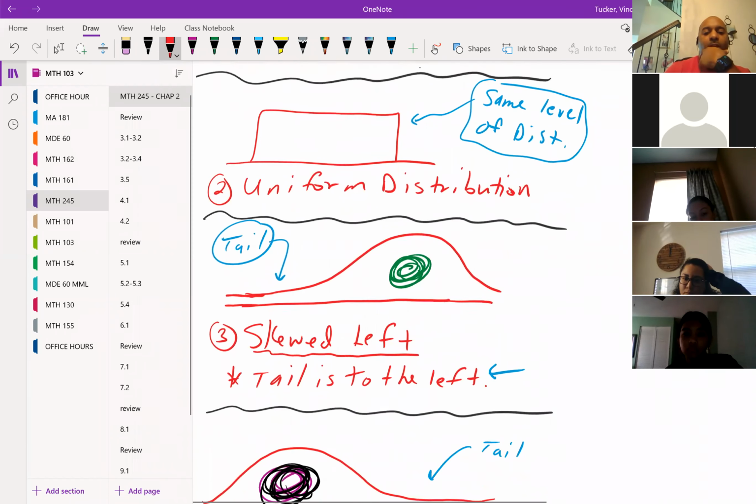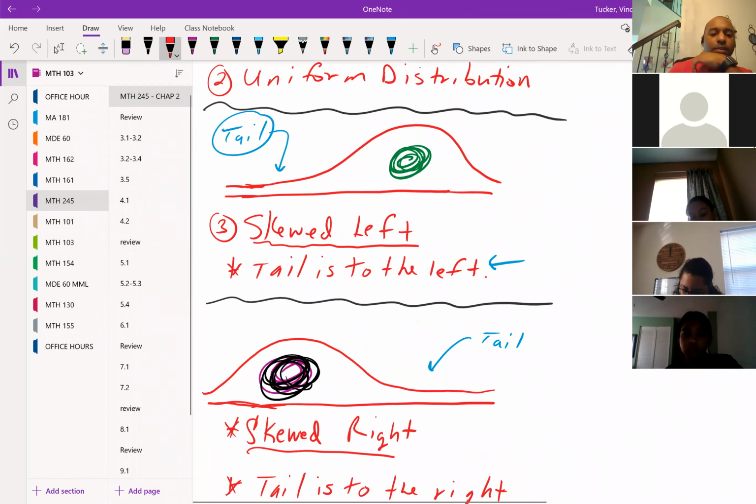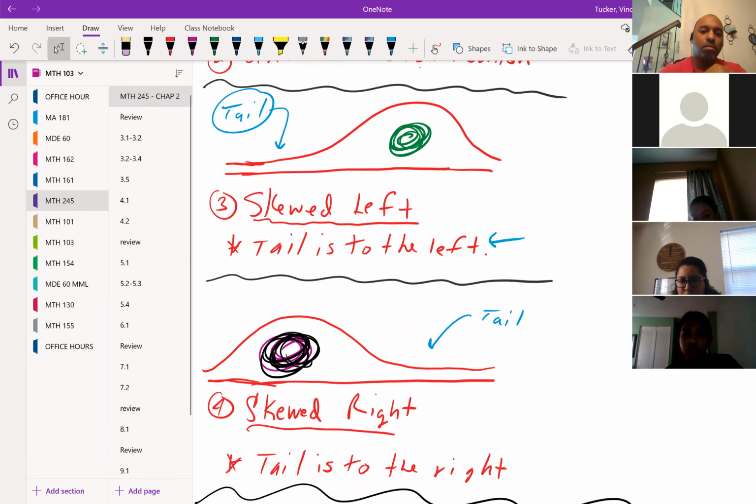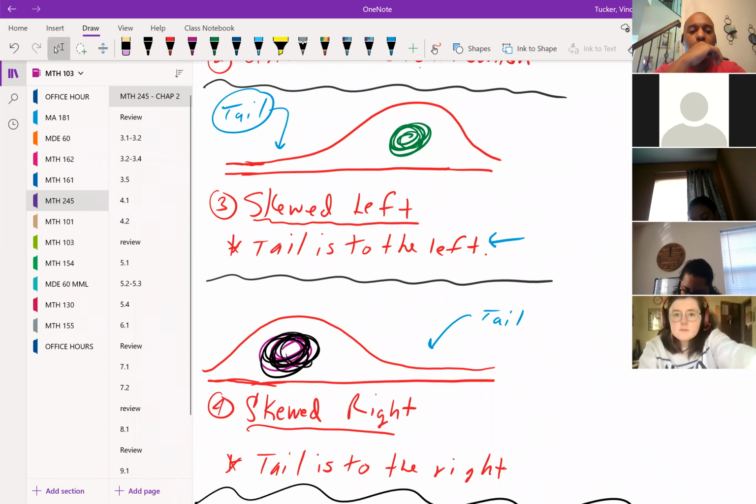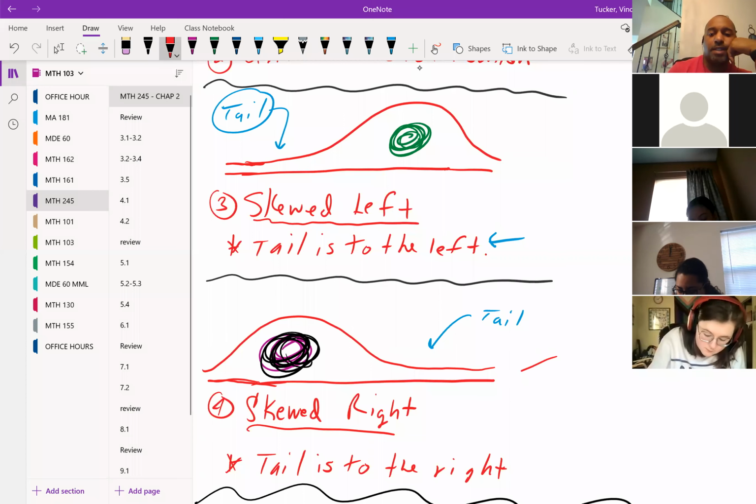And then the opposite for skewed right. If it's skewed right, then the tail of your data is to the right. And so, of course, the tail means that we're talking about the least amount of your data being to the right. The bulk would be to the left.